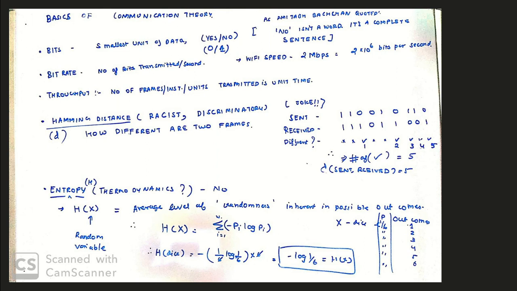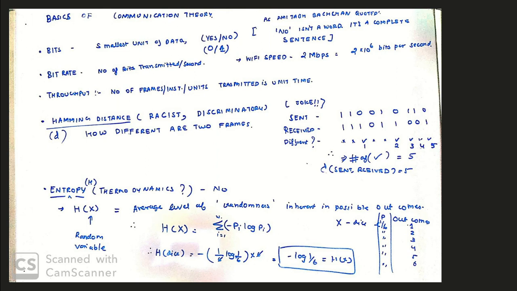Now entropy. When we hear the term entropy, we think of the thermodynamics we used to study in higher secondary, but this is not that entropy. Here entropy is related to a random variable. It defines the average level of randomness inherent in the possible outcomes. Suppose we have a random variable, so the average level of randomness that is possible in the outcomes that we are going to get.